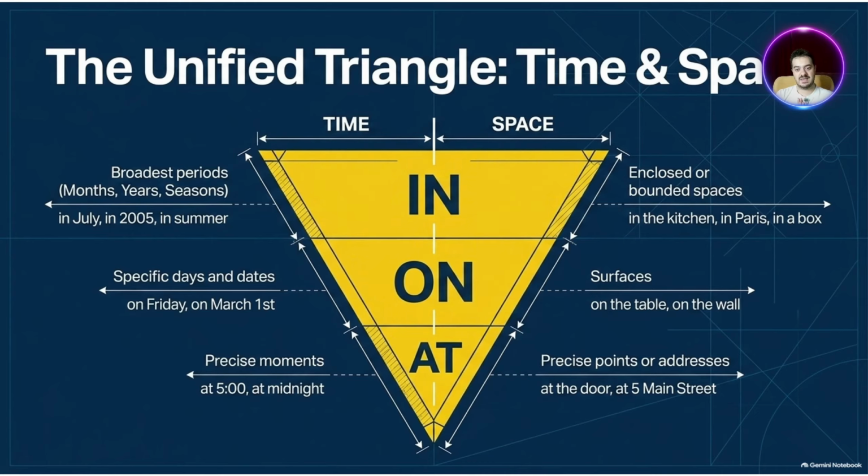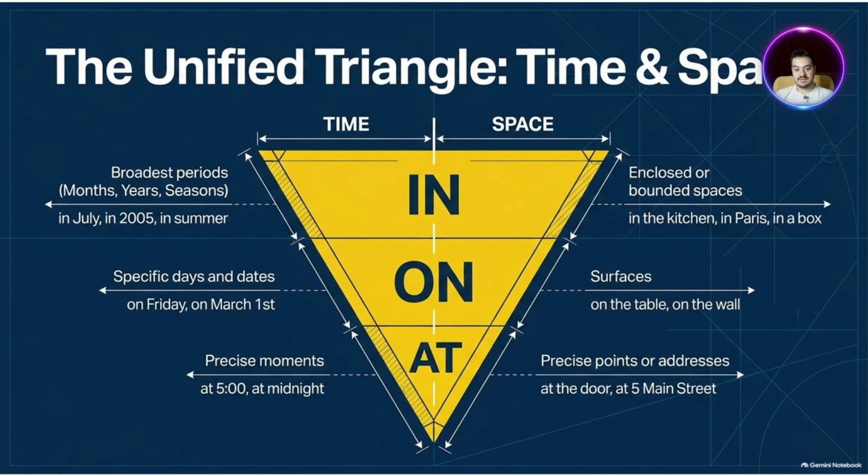So for example, we have on the table or on the wall. It doesn't matter if that surface is horizontal or vertical. What matters is that something is attached on the surface of something else. For example, I have a shield on my mobile phone screen.